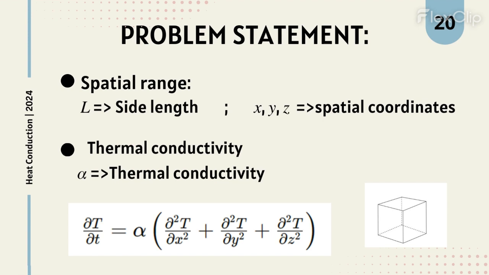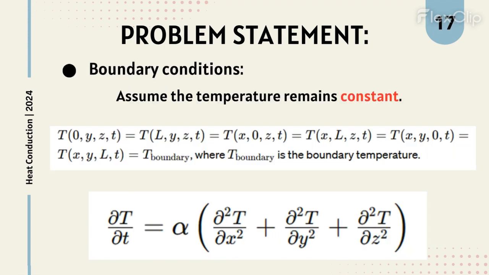And next is thermal conductivity. The thermal conductivity inside the medium is a constant alpha. And these are the boundary conditions. Using the heat conduction equation, and incorporating all given conditions, this is an actual example of the equation's application.